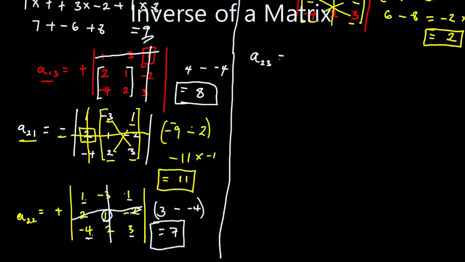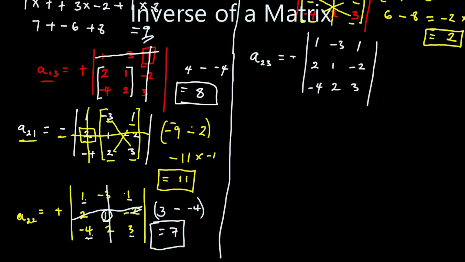We proceed to A23. So for A23, the sign is negative, so we have minus. We bring our matrix. Our matrix is 1, minus 3, 1. We have 2, 1, minus 2. Then we have minus 4, 2, 3.